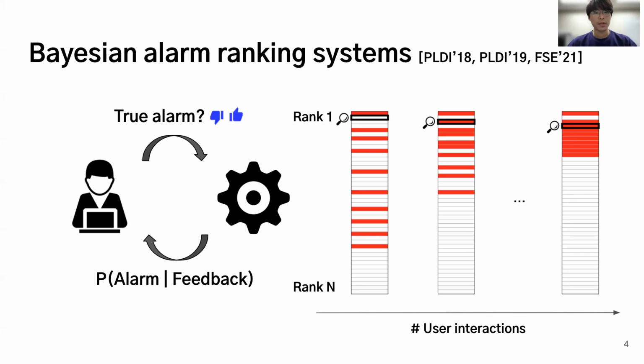Then, the system integrates the feedback to provide better alarm rankings to the user. The computation basically follows the Bayes rule, that is, updating the belief with the new information. Here, the belief is the likelihood of an alarm being a bug. Ideally, the system should push the true alarms' ranking upward with fewer user interactions.